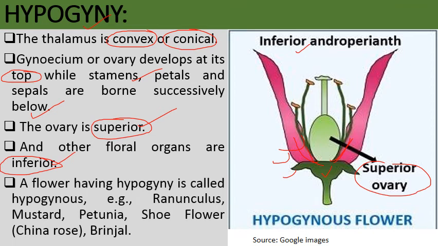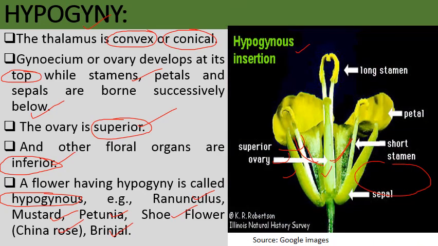A flower having hypogyny is called hypogynous flower. For example, we have ranunculus, mustard, petunia, shoe flower, China rose, that is hibiscus, rosa sinensis, brinjal. This is the flower brassica, which shows hypogynous condition. In this condition, all the floral parts arise from the base of ovary, and the condition of ovary is said to be superior.